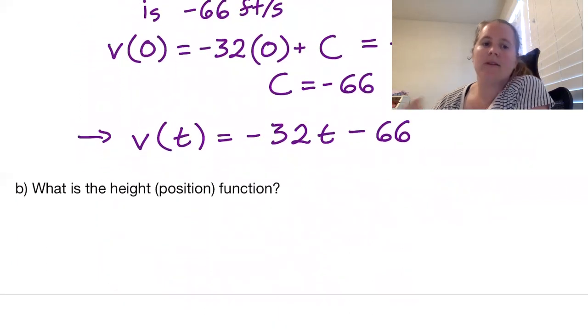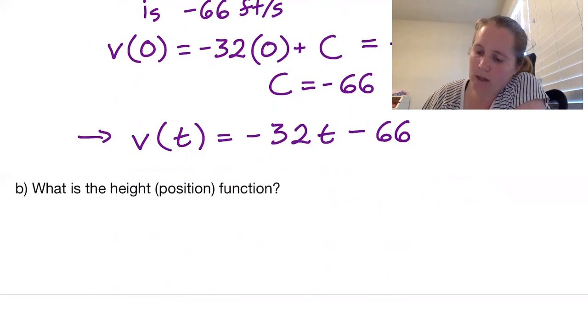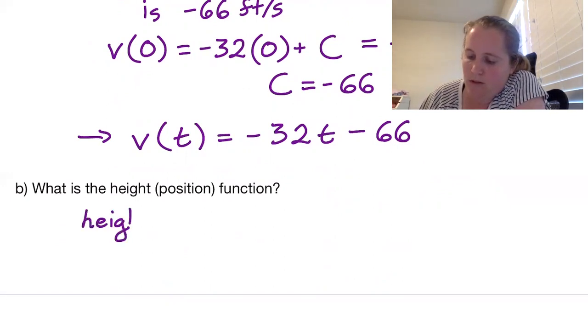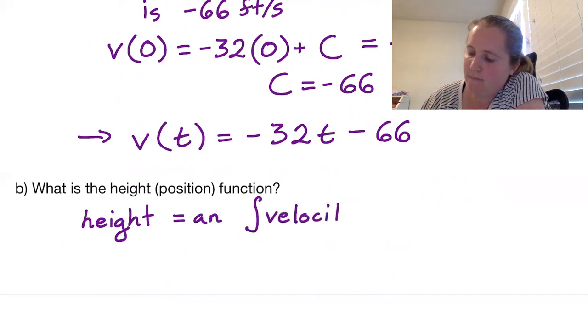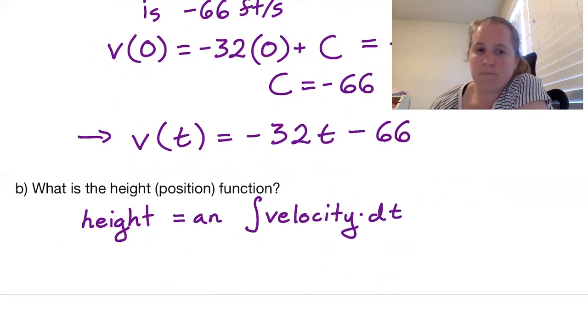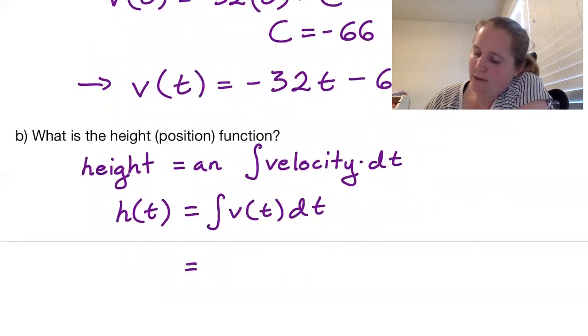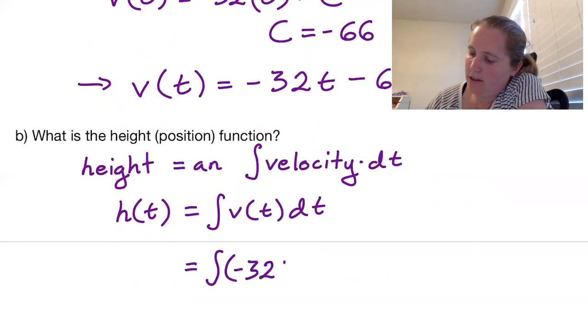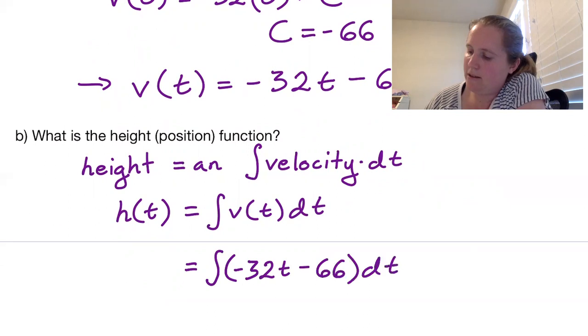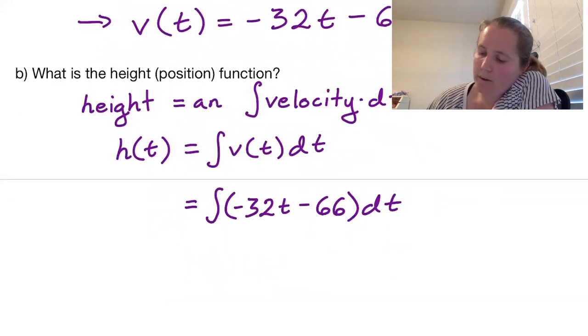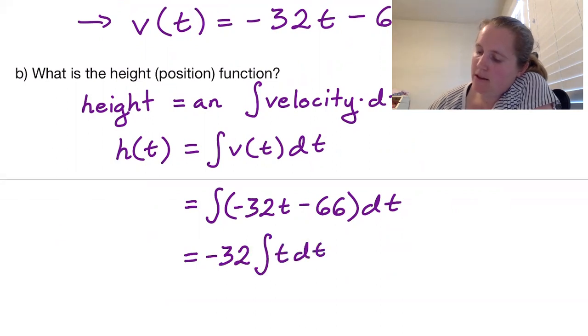And then we have what is the height or position or displacement function. So again, our displacement or position or height is an integral of velocity. And so for our height function, we're going to go ahead and take the integral of v of t dt, which is just the integral of negative 32t minus 66 dt. We could go ahead and split this out. So this would be negative 32 times the integral of t dt minus 66 times the integral of 1 times dt.